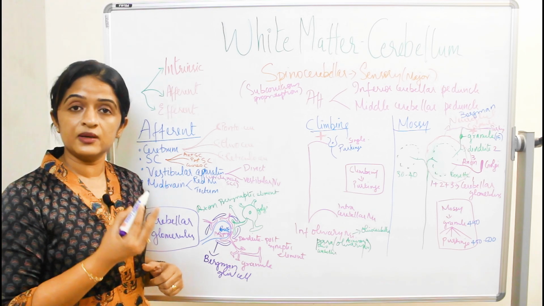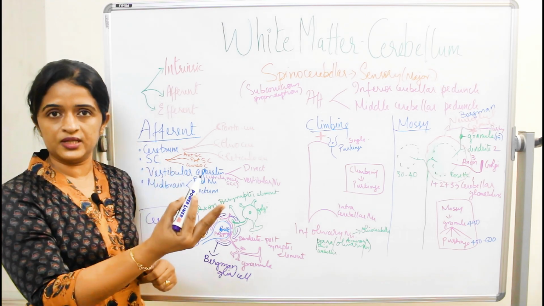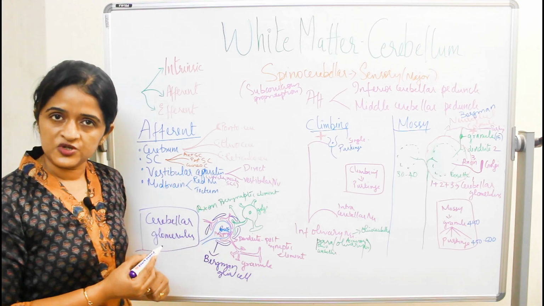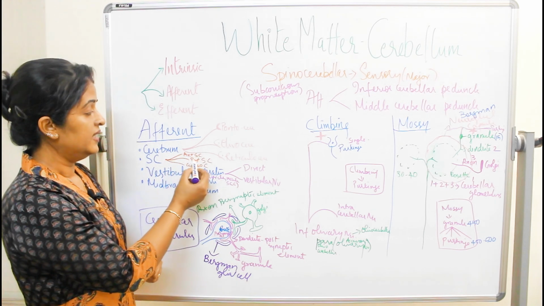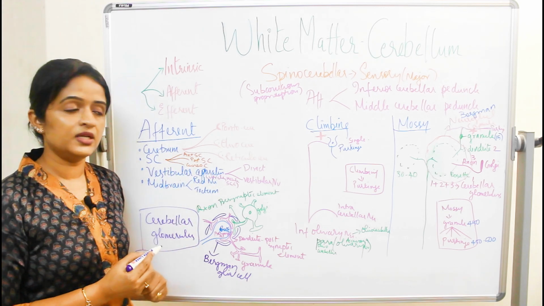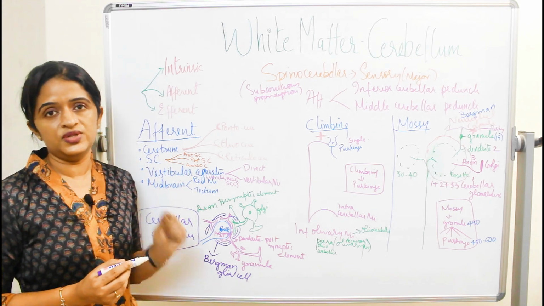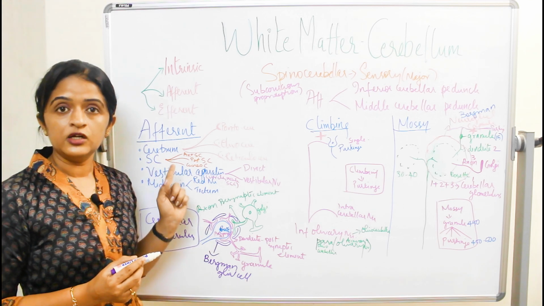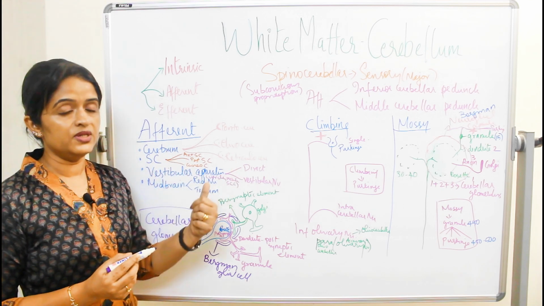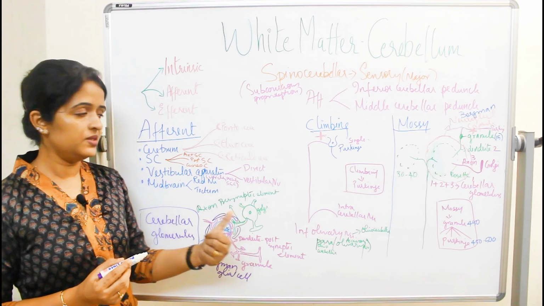Now coming to the spinal cord. How are the fibers from the spinal cord reaching the cerebellum? Again, there are 3 options. It can come through the anterior spinocerebellar pathway. Then the next option is posterior spinocerebellar, and the third option is cuneocerebellar. So these are the afferent fibers connecting the spinal cord with the cerebellum.